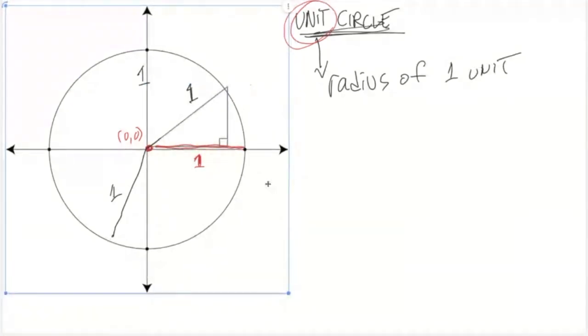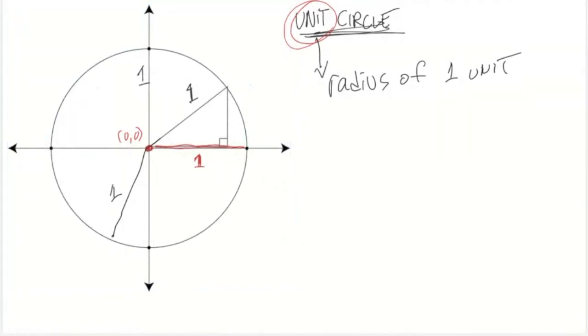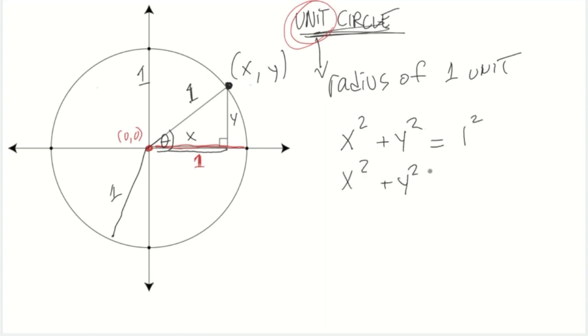Now what that means is if I draw a right triangle here, I should be able to find these measurements. So let's say, what are the coordinates of this point right here? So x and y. This is y, and then from here to here, that's x. And then this angle here is theta. You remember that from trig? You'll agree with me, x squared plus y squared equals 1 squared, correct? Pythagorean theorem. So this is called the Pythagorean identity. x squared plus y squared equals 1.